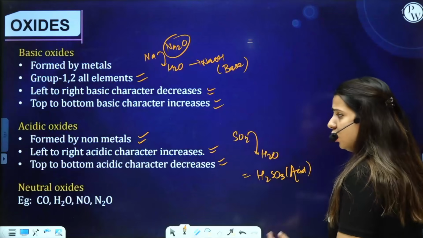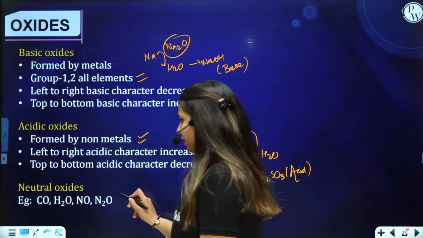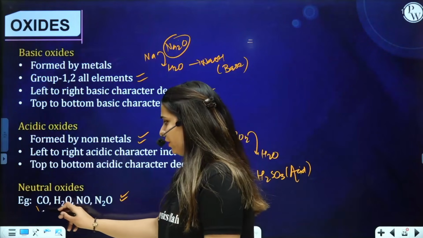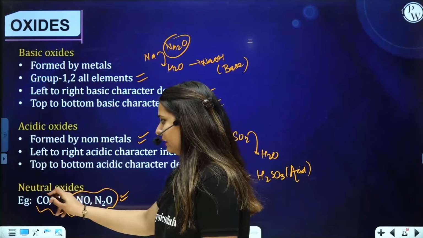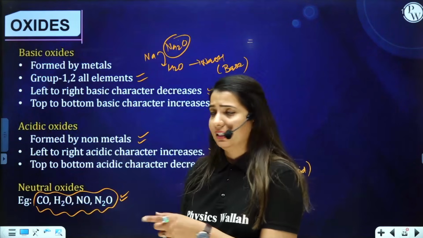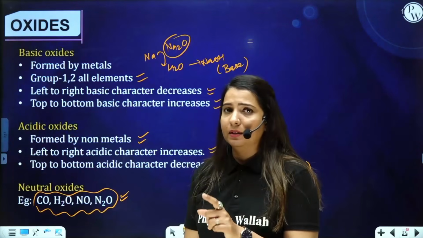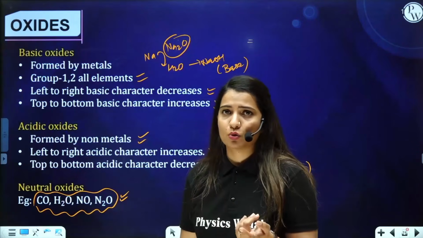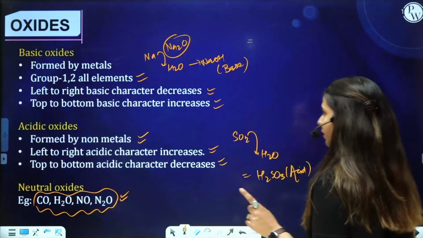Now, neutral oxides are also present. You have to just remember which neutral oxides are present. They don't behave like either acidic or basic, but it is asked which elements or compounds are neutral. The question has come.